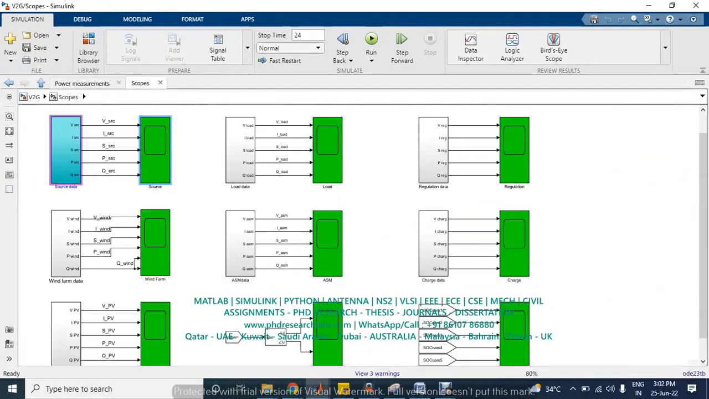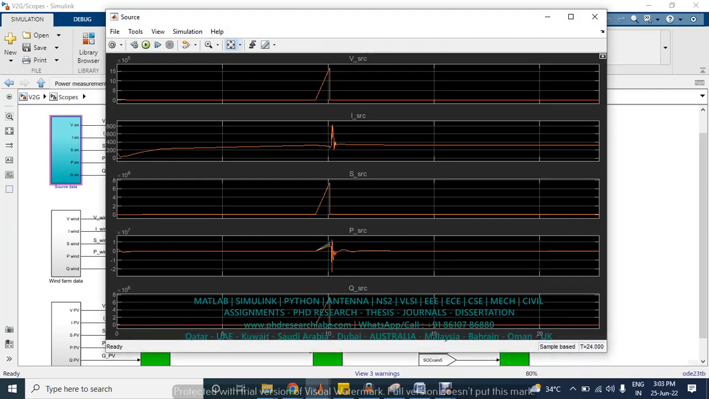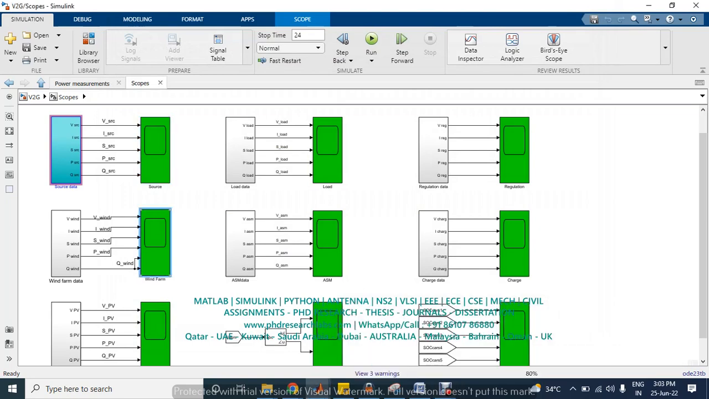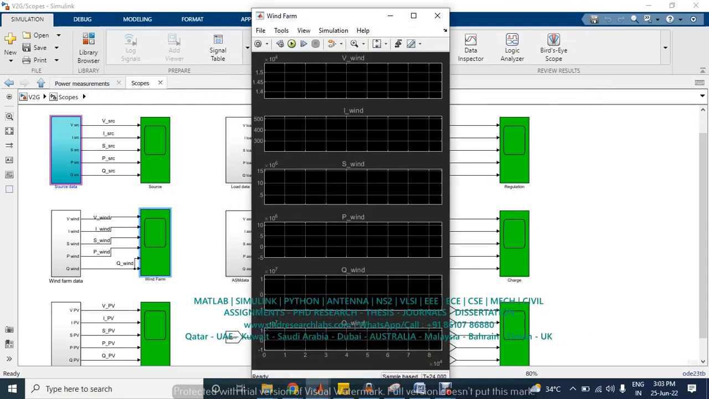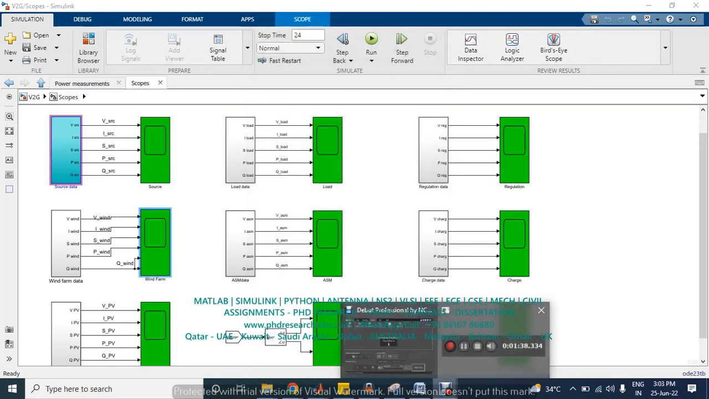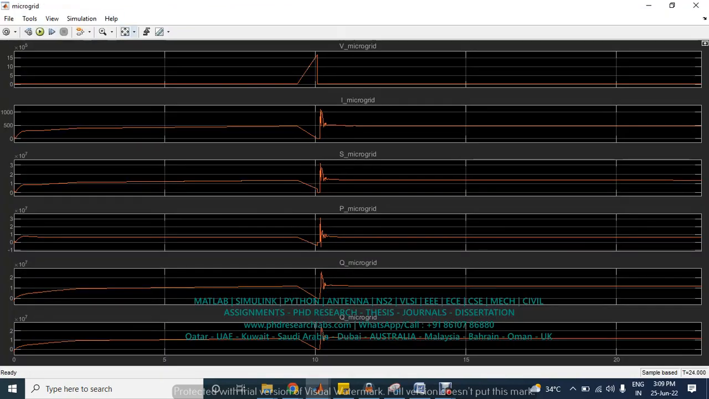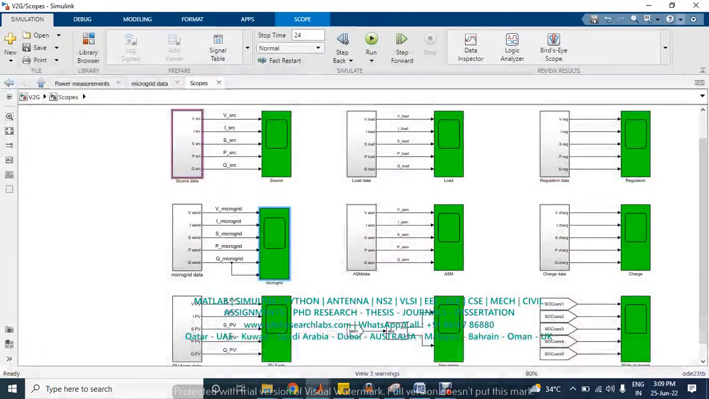Here we can check the system scopes. So the source data belongs to the three-phase grid. Here we can check the source data and signal response, and this scope shows the microgrid result of voltage, current, active and reactive power.